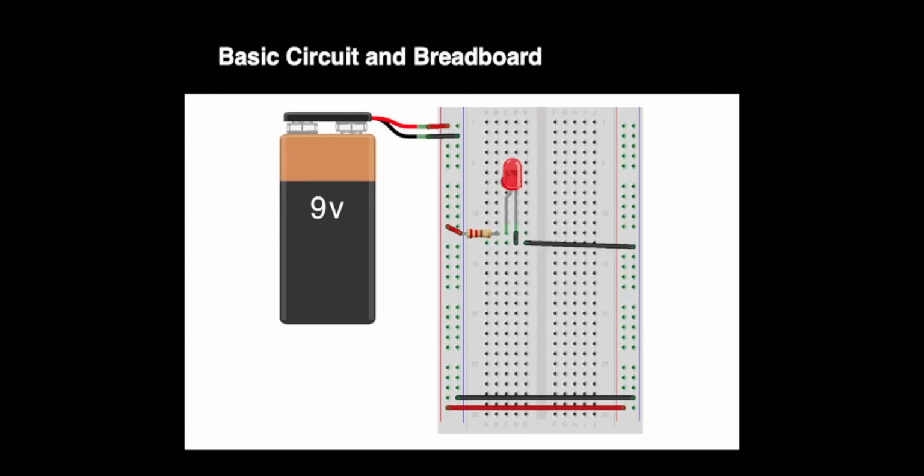So here's a very simple circuit. This is using an LED as our component. And you can see that the longer lead is plugged into this rail, which is then plugged into ground. And then the power is going through this 220 ohm resistor, which is then powering the LED.